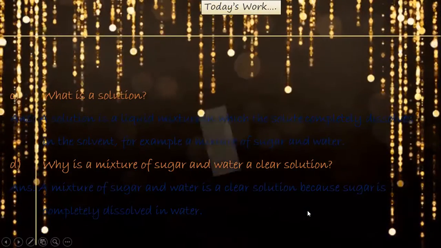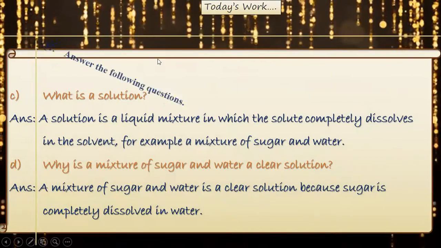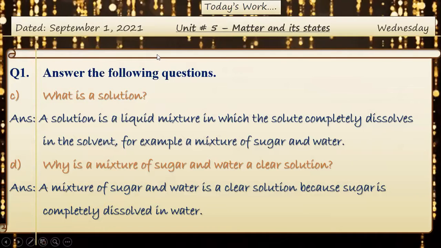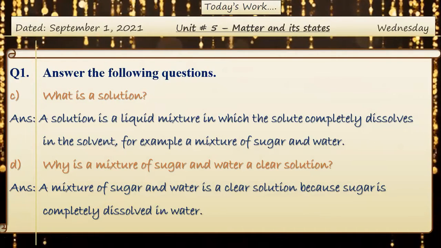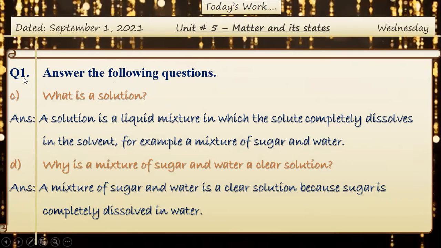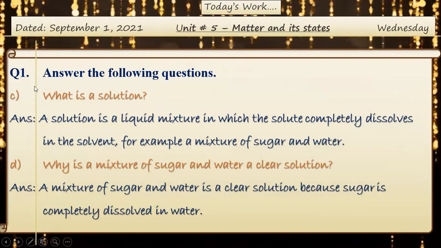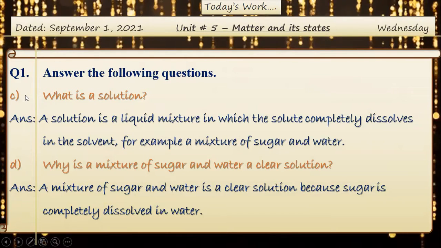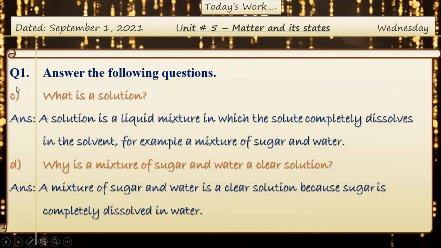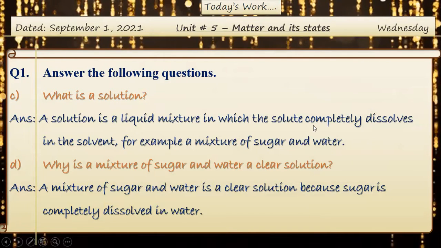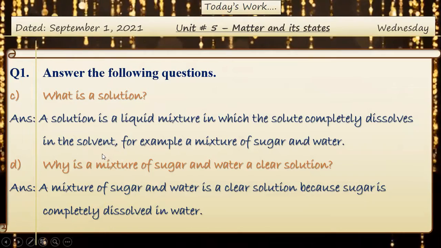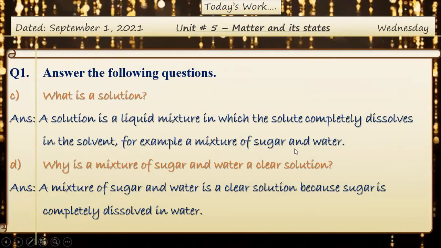Now we come to today's work, students. Today is Wednesday, September 1. We are on Unit number 5, Matter and Its States. This is a continuation of question number 1. Today we'll do C part, D part, E part, F and G. So C part is: what is a solution? A solution is a liquid mixture in which the solute completely dissolves in the solvent. For example, a mixture of sugar and water.